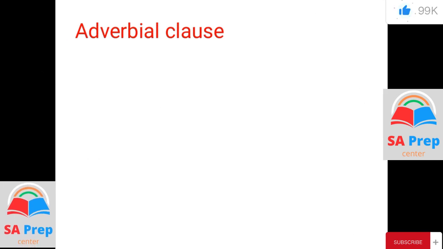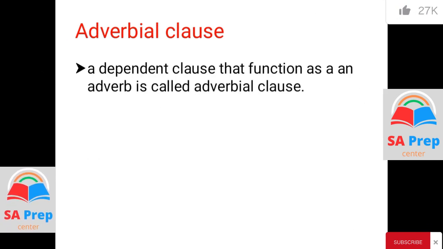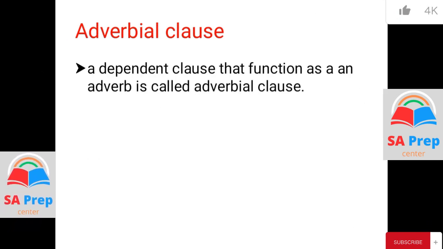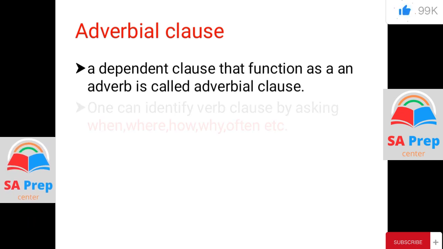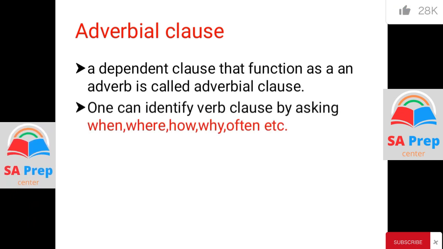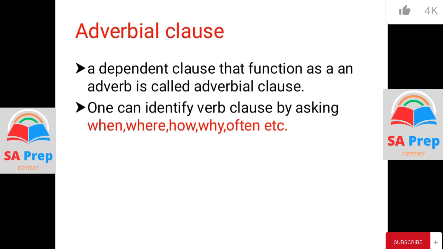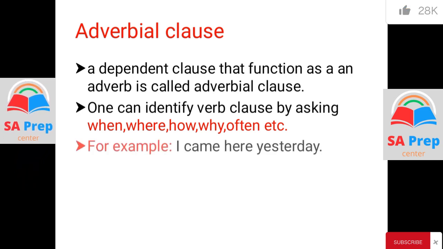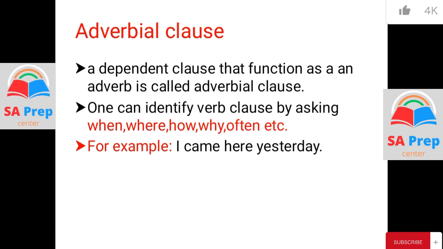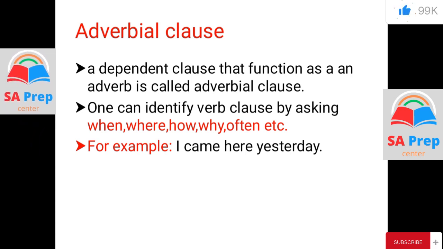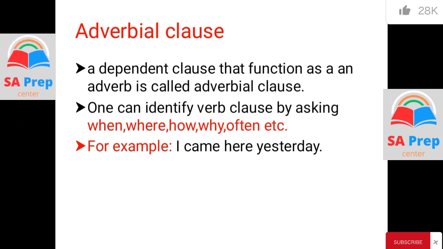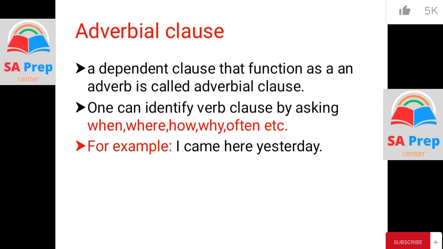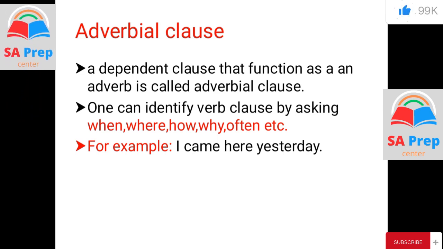Fourth type is the adverbial clause. A dependent clause that functions as an adverb is called an adverbial clause. One can identify an adverbial clause by asking when, where, how, why, often, etc. For example, I came here yesterday. You can verify the adverbial clause by asking where you came. Yesterday. I came here yesterday. Okay?